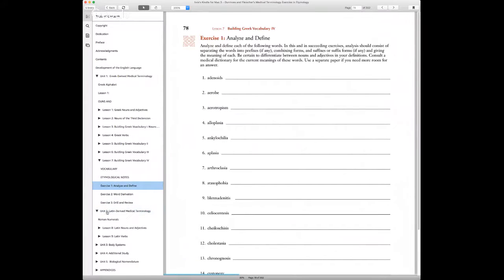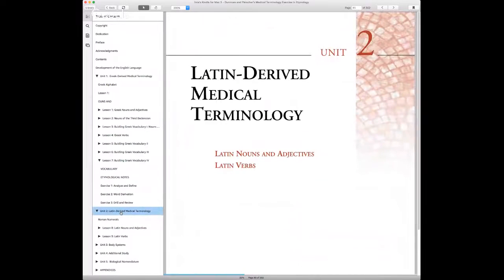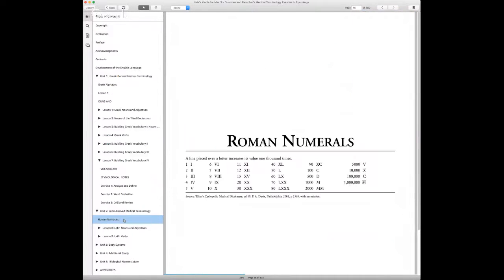Now, the more fun, so to speak, part of this chapter is actually about Latin-derived medical terminology. This is the first unit after a nice little box containing some information about Roman numerals, which is not going to be required for you to know. But if you want to learn those, I strongly encourage it, especially at least learning up to this column over here. C is 100, D is 500, M is 1,000, MM is 2,000.